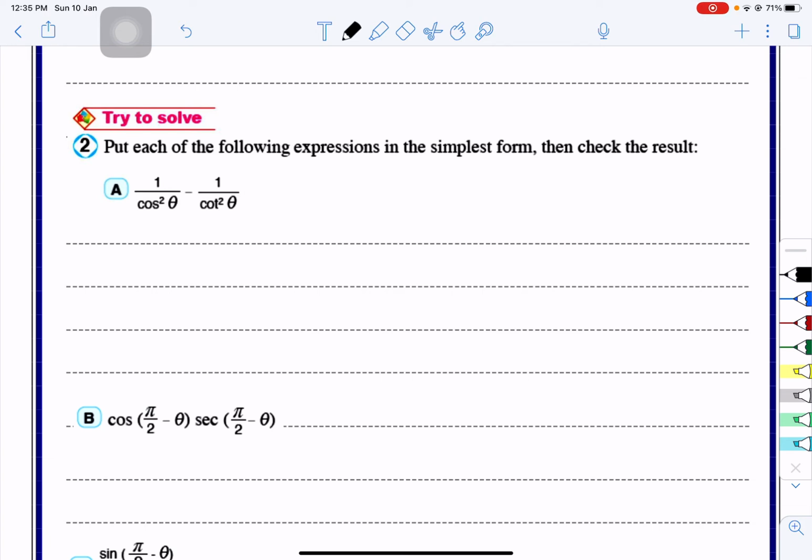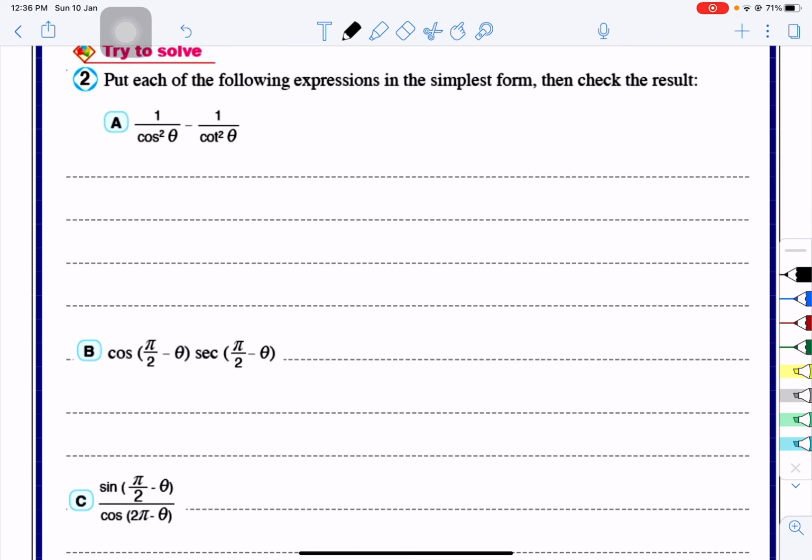Put each of the following expressions in the simplest form. 1 over cosine square theta, 1 over cosine square equals sec square, minus 1 over cotan equals tan square theta. And we know that 1 plus tan square equals sec square. So sec square theta minus tan square theta, the result will be equal to 1. So the result here equals 1.